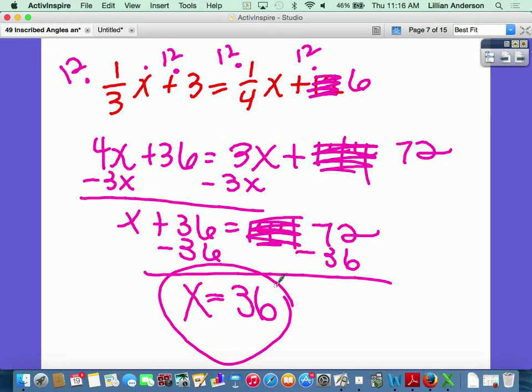So again, if you do not like fractions, get rid of them. You can't just ignore them. You multiply by the lowest common denominator. What if we get a messed up fraction, like 1/5 and 1/12? Then what number do 5 and 12 both go into? 60.